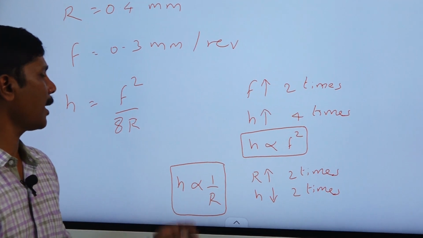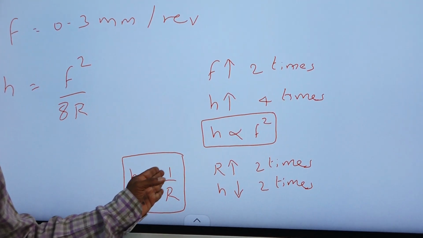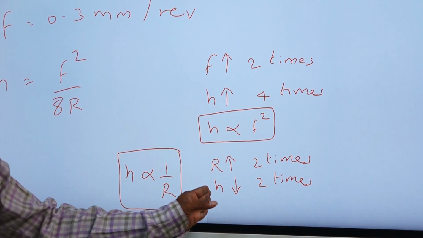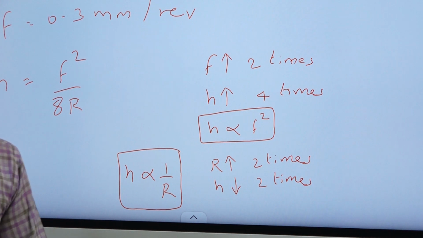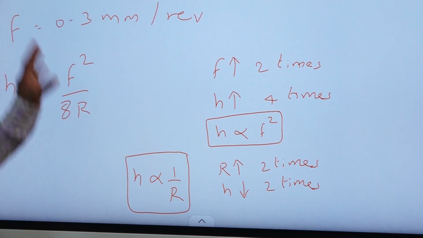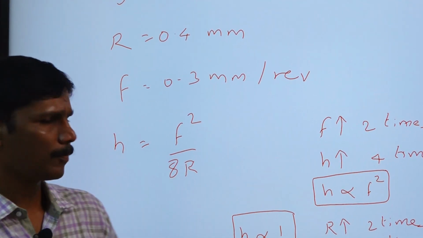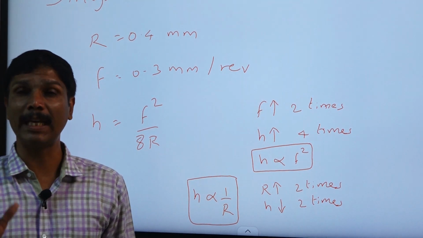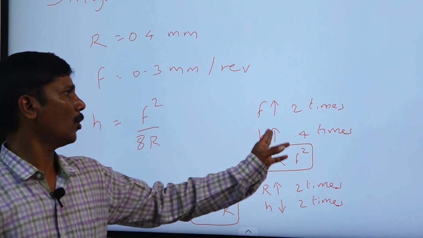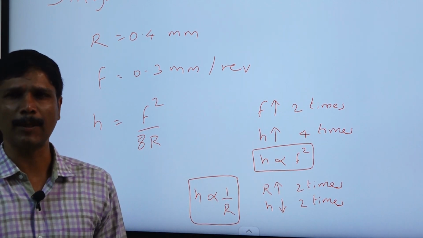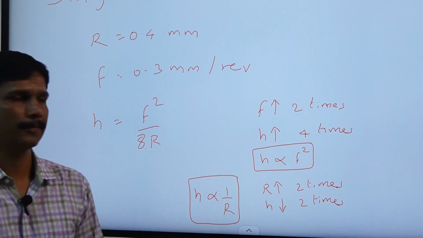We may get another type of question also. h is inversely proportional to nose radius. So when you increase the nose radius 2 times, what happens? The peak to valley height will decrease by 2 times because both are inversely related. When one variable increases, the other value will decrease. So this is the important formula. They don't ask the value, they ask about the factor, how many times it has increased. So when feed is increased 2 times, h is increased by 4 times. Similarly, when nose radius is increased by 2 times, h will be decreased by 2 times.